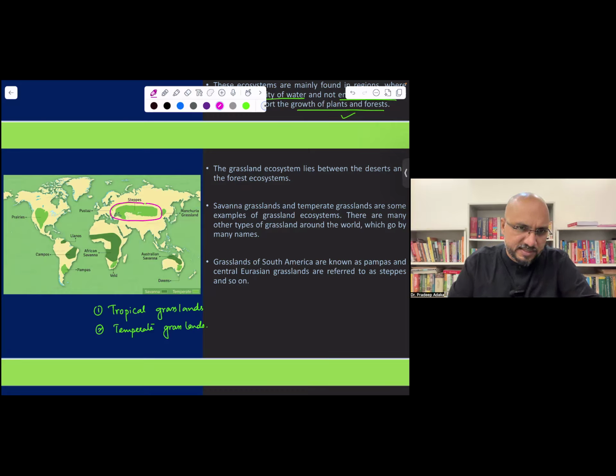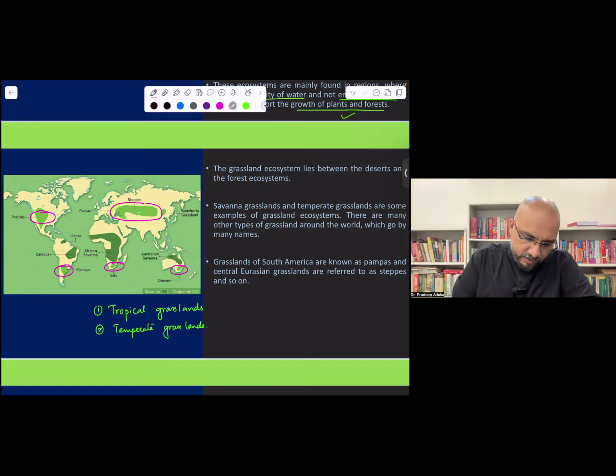So you have steppes in Eurasia, you have prairies. Okay, the wheat bowl of the world, the prairies in the Midwest. Then you have pampas in Argentina, you have veld in South Africa, you have downs in Australia. They are known by different names in different parts of the world. So these are the temperate, light green regions.